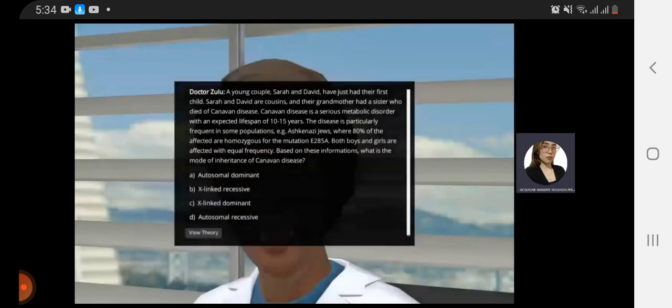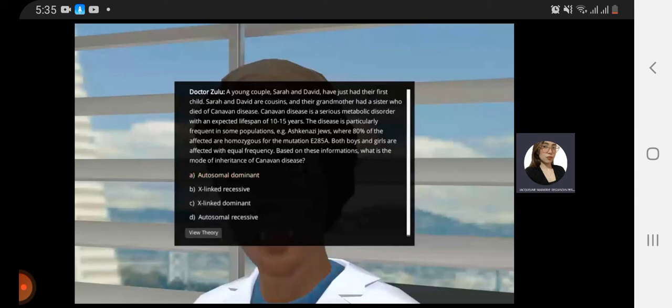A young couple, Sarah and David, have just had their first child. Sarah and David are cousins, and their grandmother had a sister who died of Canavan disease. Canavan disease is a serious metabolic disorder with an expected lifespan of 10 to 15 years. The disease is particularly frequent in some populations, e.g. Ashkenazi Jews, where 80% of the affected are homozygous for the mutation E285A. Both boys and girls are affected with equal frequency.